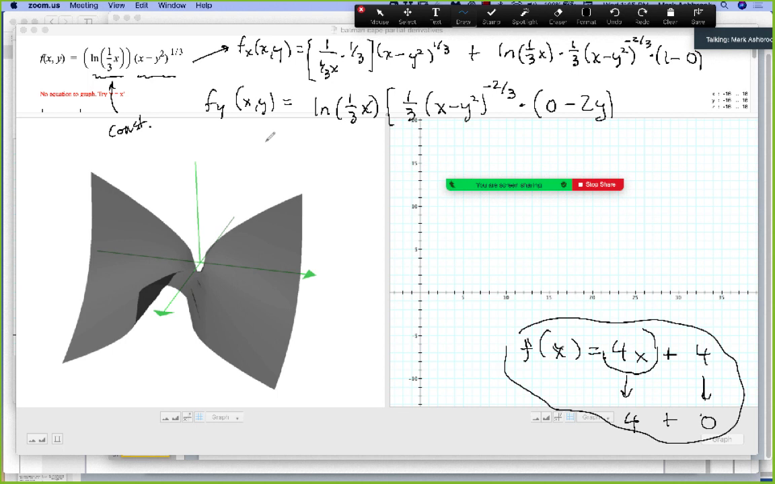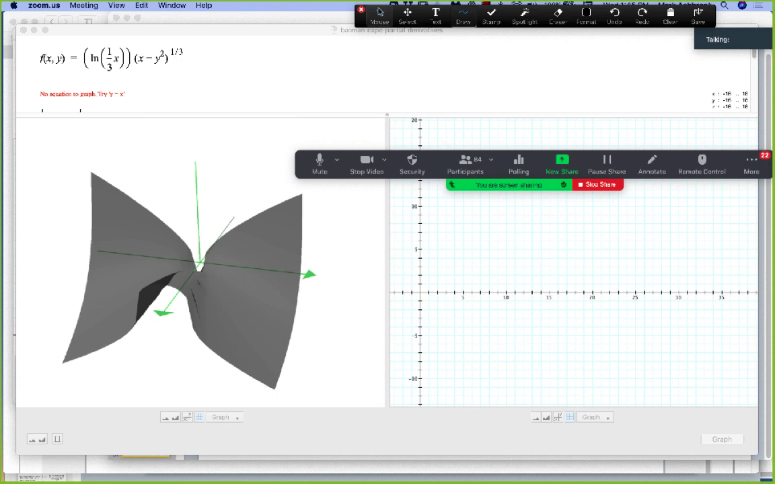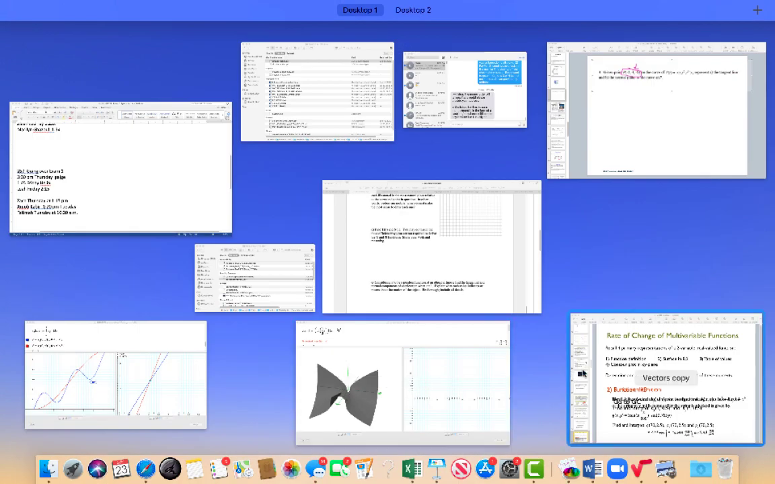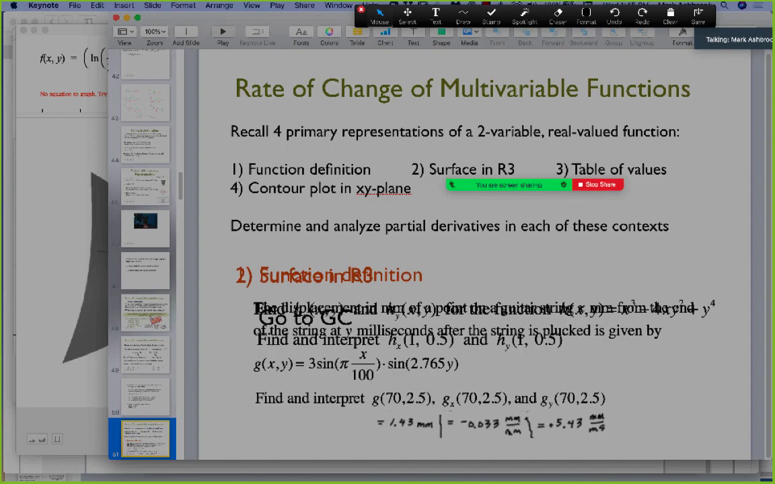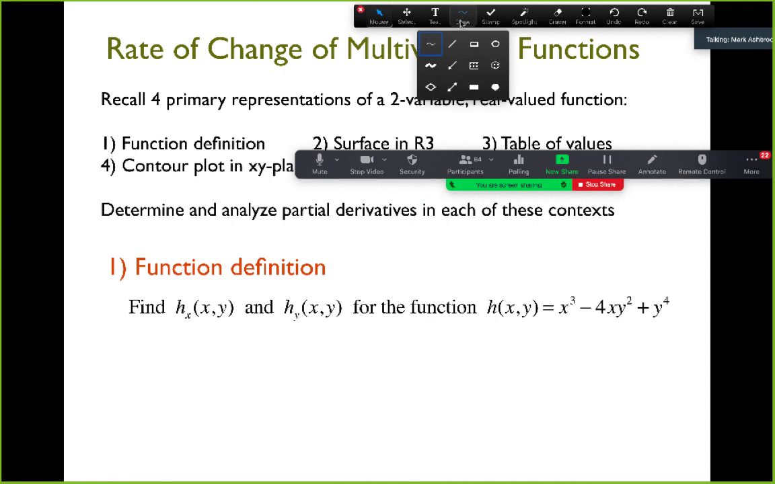Can I erase this? We'll do one more quick example, which will be helpful for the quiz. Okay, I'm going to erase. Back to the PowerPoint. Okay, here we go. Easier one, and then we'll take the quiz.